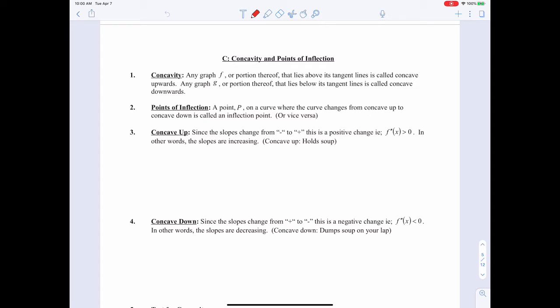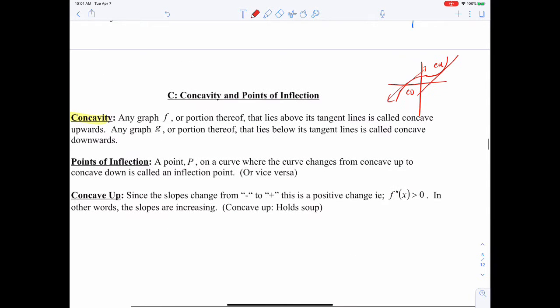So when we're talking about concavity, any graph of f or portion thereof that lies above its tangent line is called concave up. Any graph of f or portion thereof that lies below its tangent line is called concave down. That's kind of a weird description, but you can think of it like this. Anything that's going like that, where it's lying below its tangent line, is concave down, and anything that's curving up is going to lie above the tangent line, so it's concave up.